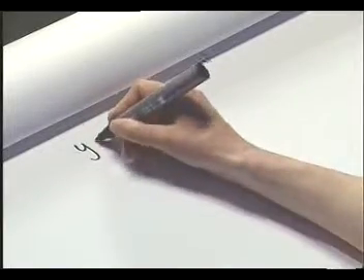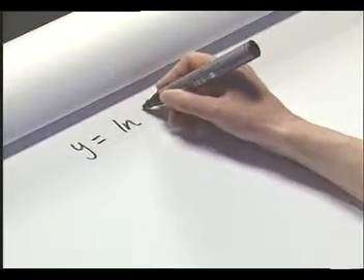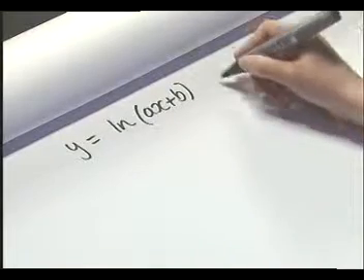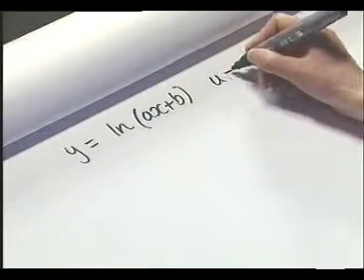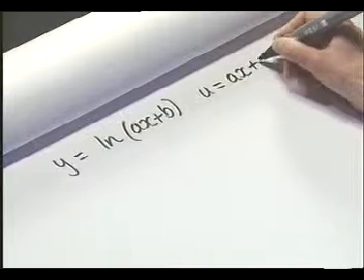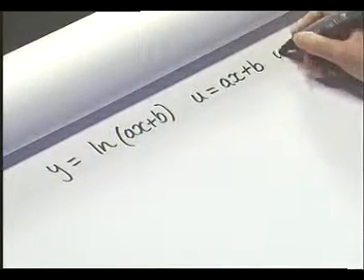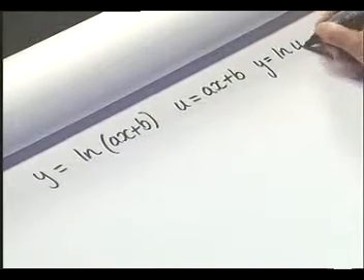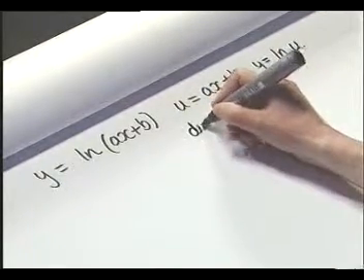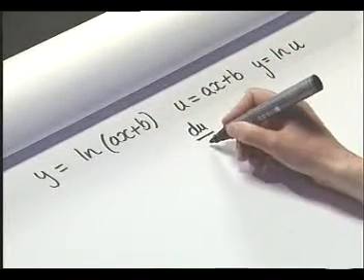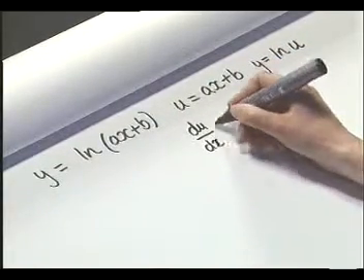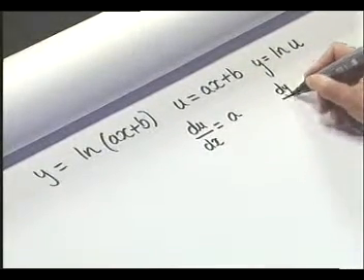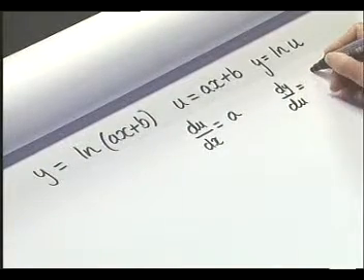So y equals log to the base e of ax plus b. Again, we're going to use the substitution u equals ax plus b. So our y is equal to log to the base e of u. We differentiate u with respect to x. du by dx equals a. And our dy by du equals 1 over u.